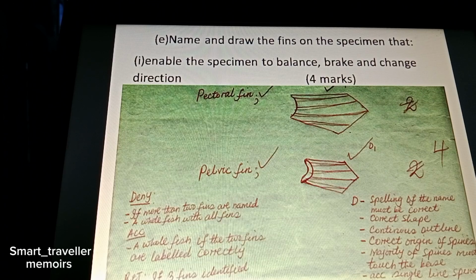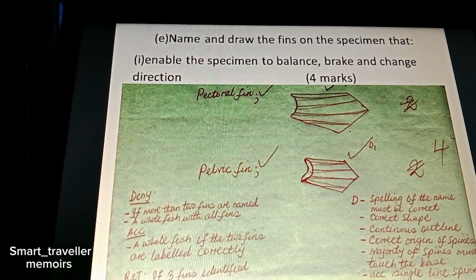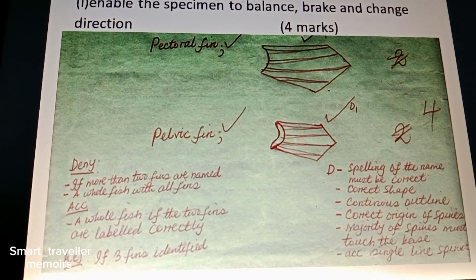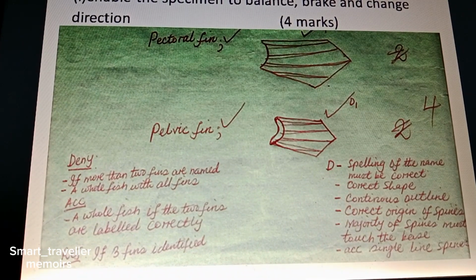Name and draw the fins of the specimen that enable it to balance and break direction. Those are the fins there: pectoral fin and pelvic fin. Okay, let me take this one closer for the fins. Deny if more than 2 fins are named. Deny a whole fish with all the fins. Accept a whole fish if the 2 fins are labeled correctly. Reject if 3 fins are identified.